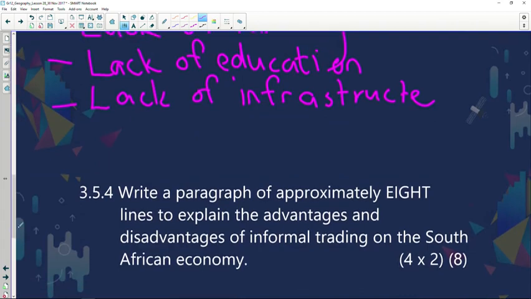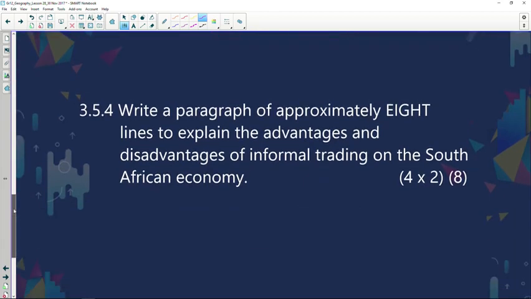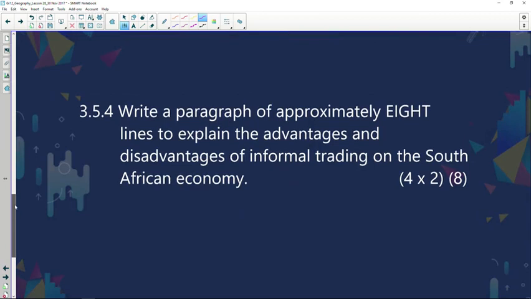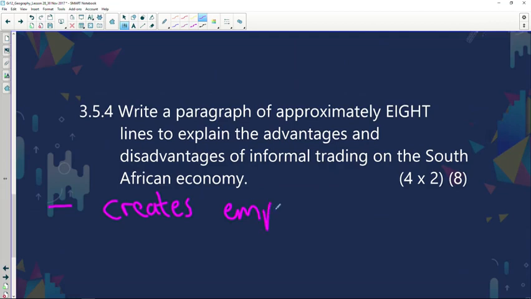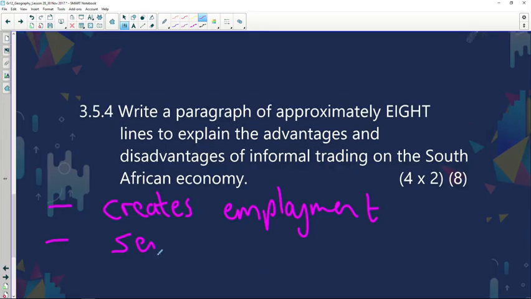Now, if you look at the last question, 3.5.4, write a paragraph of 8 lines to explain the advantages and disadvantages of the informal trade on South Africa. I'm going to write it in bullet form. First of all, unfortunately, unemployment is quite high in the country, but this informal trade helps people being employed. So it creates employment. It actually teaches people a trade. The people are learning a trade, so it makes people semi-skilled.